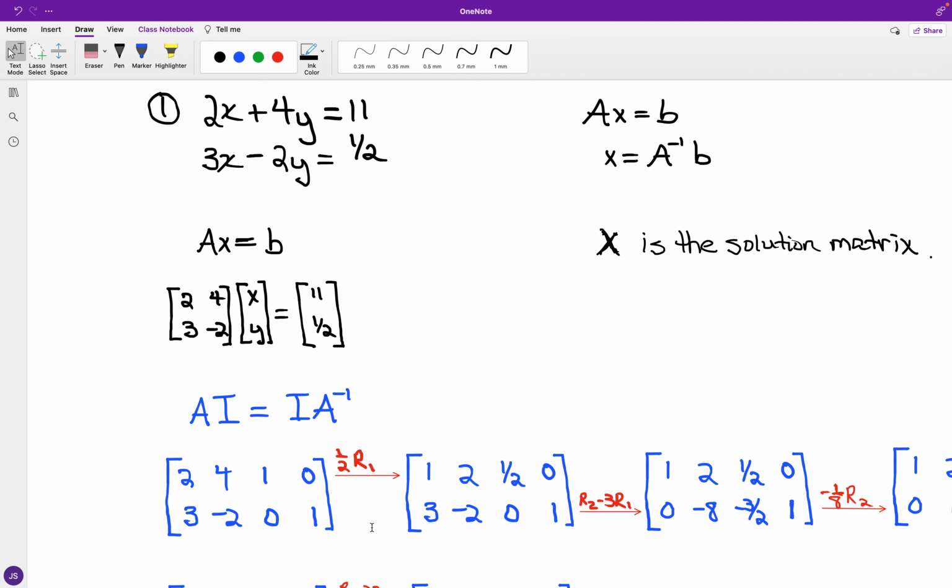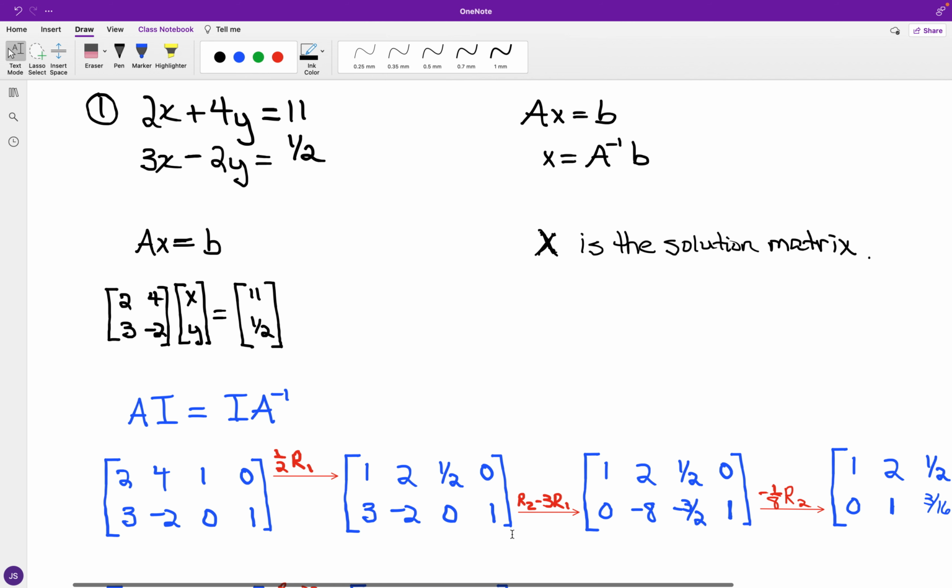Now, for the reduced row echelon form, I want the first column to consist exclusively of 1 and 0. But now I have the 3 at the bottom, and I can change this to a 0 by performing the operation where I take the second row elements and deduct 3 times the corresponding first row elements. So we have 3 minus 3, negative 2 minus 3 times 2, 0 minus 3 times 1/2, and 1 minus 3 times 0. So I have, in the change up, 0, negative 8, negative 3/2, and 1.